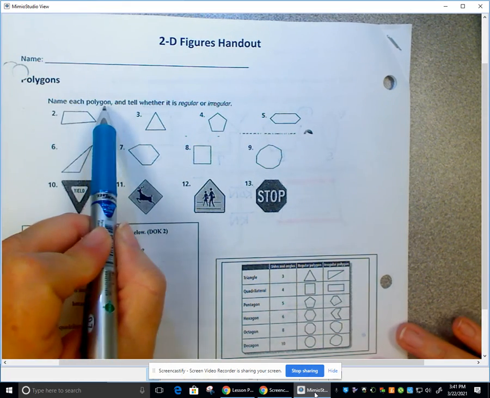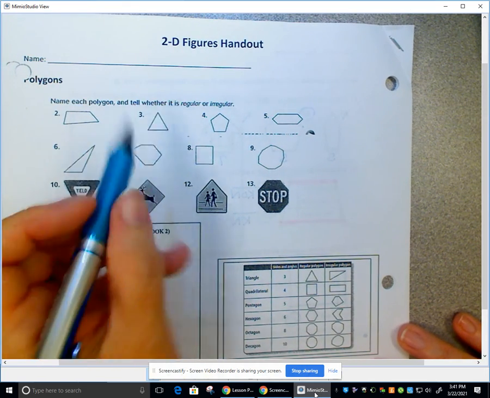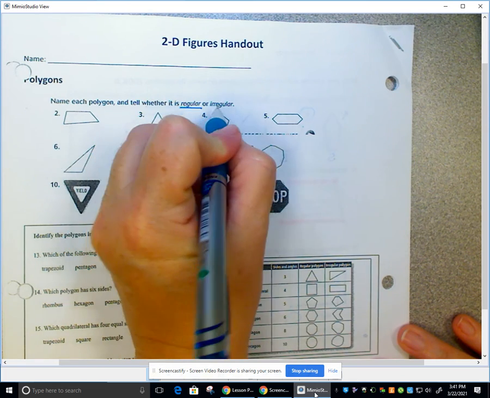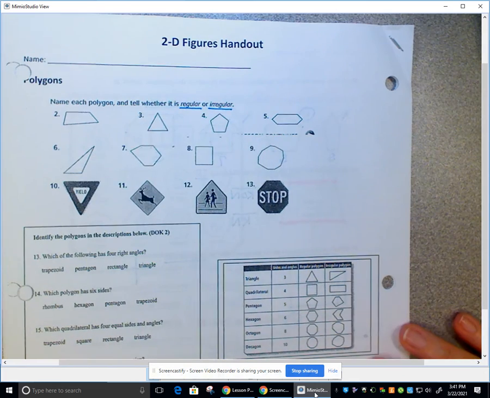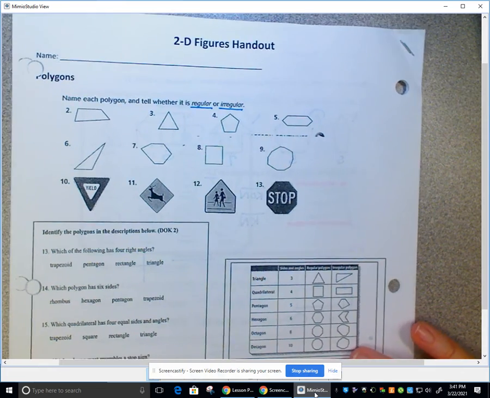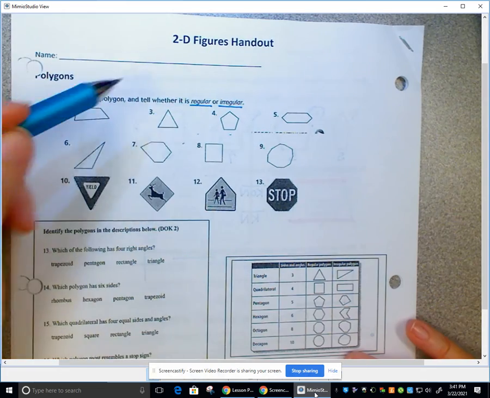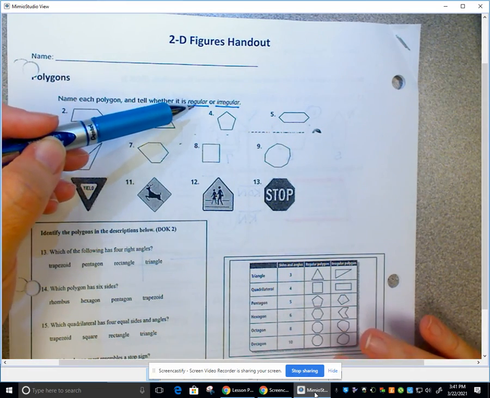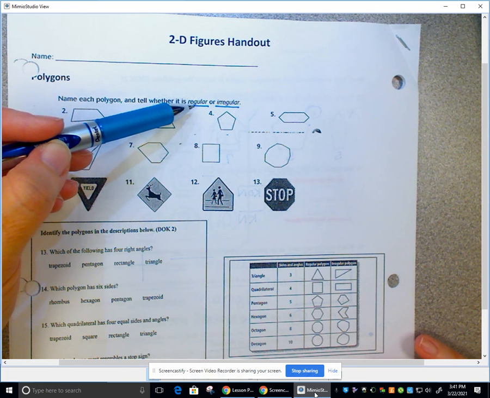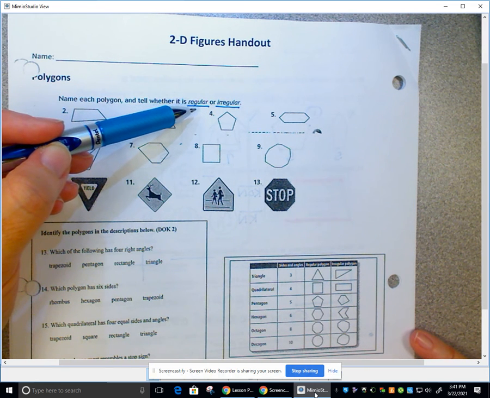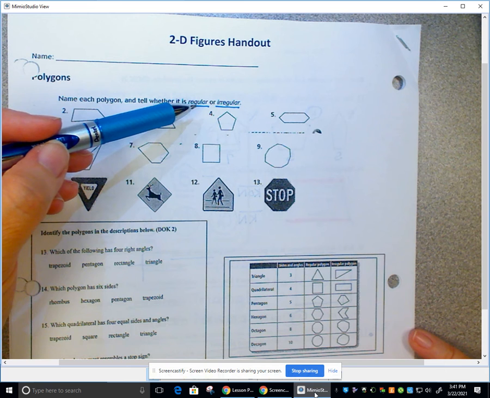Now it says, name each polygon and tell whether it is a regular or irregular polygon. Now, what this is telling us, regular and irregular, if it is a regular polygon, that means all of the sides are exactly the same length, and all of the angles would measure the exact same degrees.